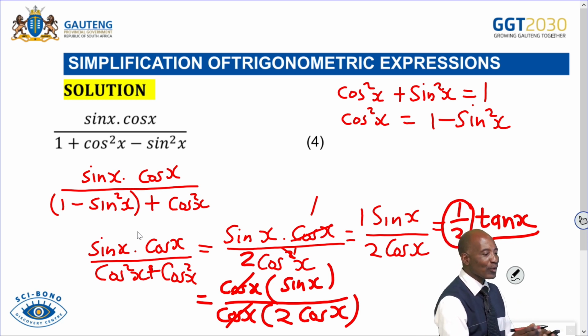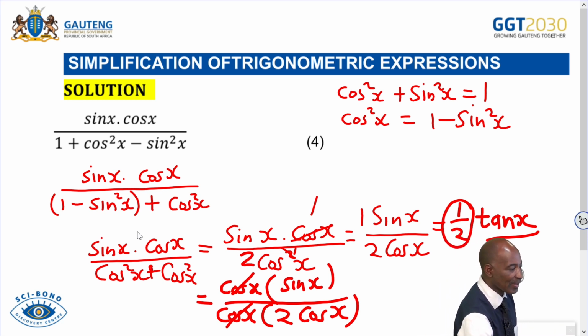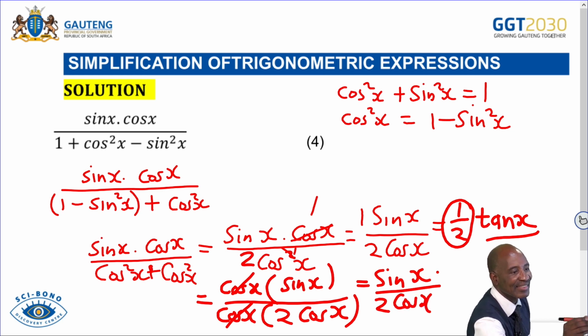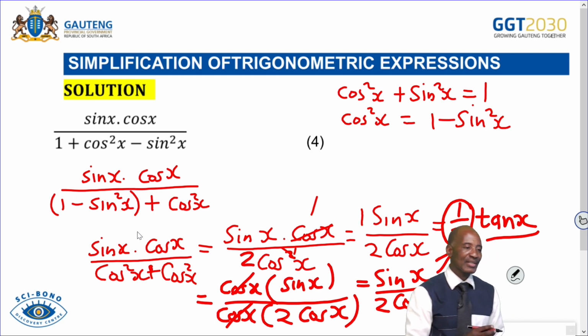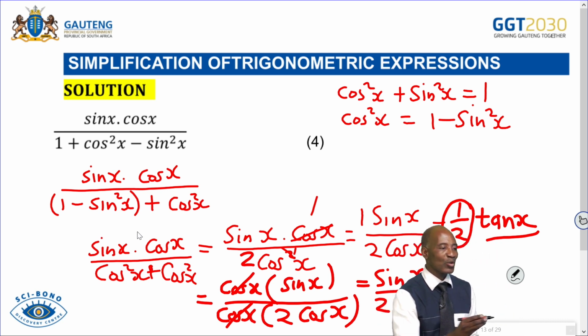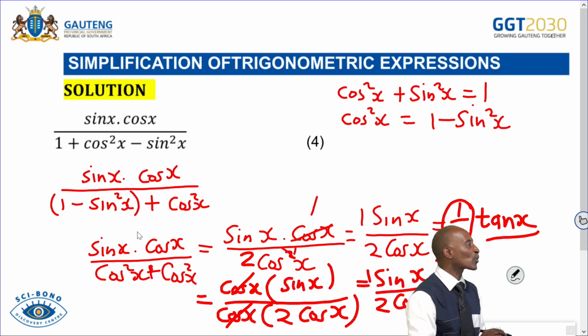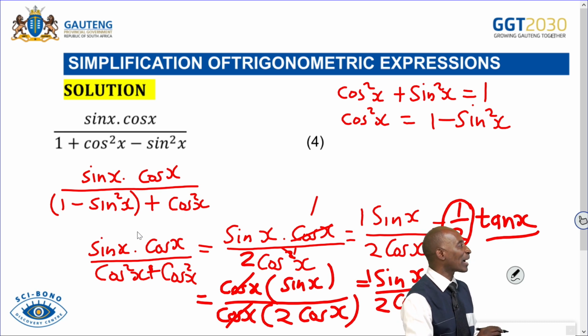Right. Then from there, you are left with sine x divided by 2 cos x. Then this will follow, because the coefficient here is 1. Okay, this is how you could have done that question using one particular approach.